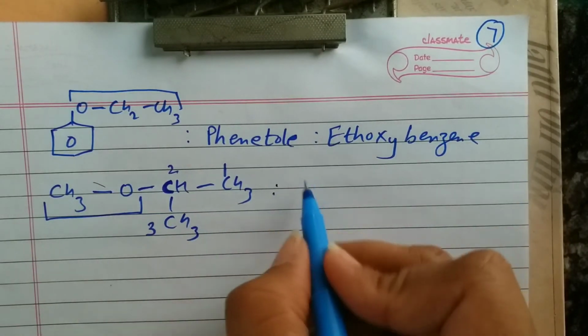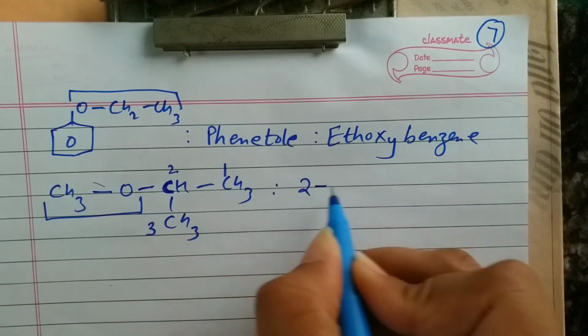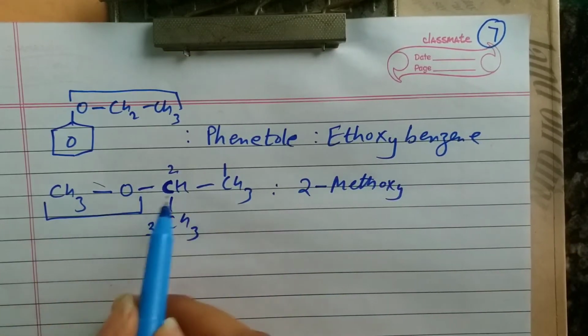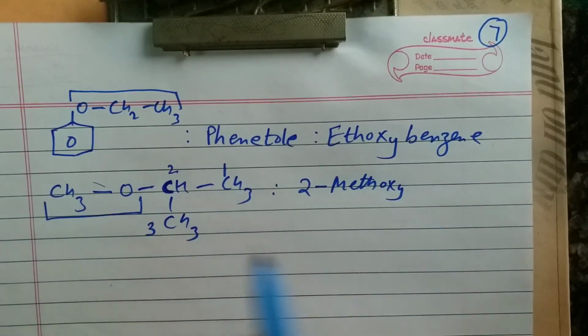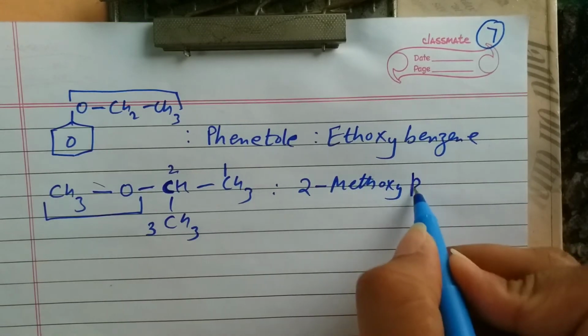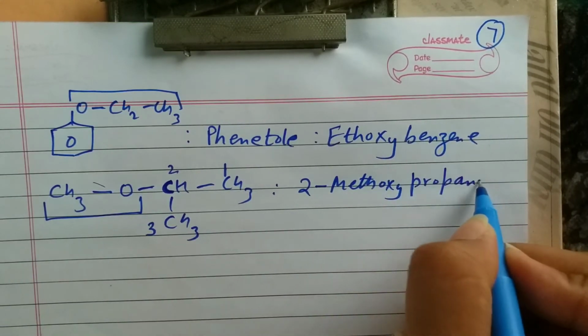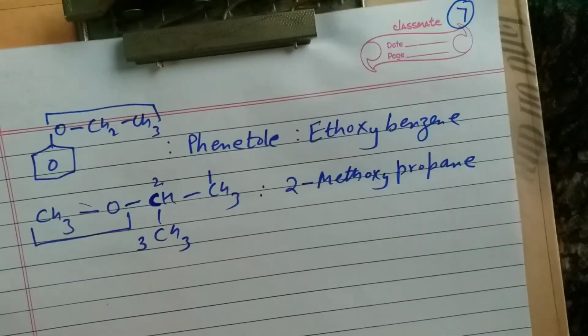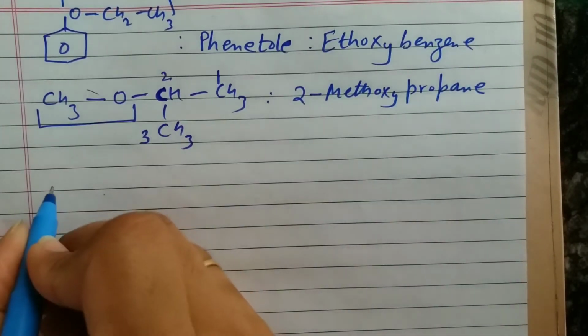So you will have to specify the position now, that it's 2-methoxy. Okay, where is the methoxy group present now? On the second carbon. So it's 2-methoxy, and with 3 carbon atoms, the parent compound is propane. So it's 2-methoxypropane. Let's take another example.